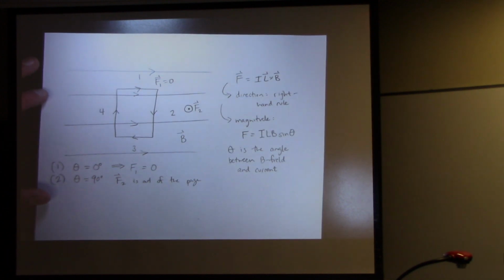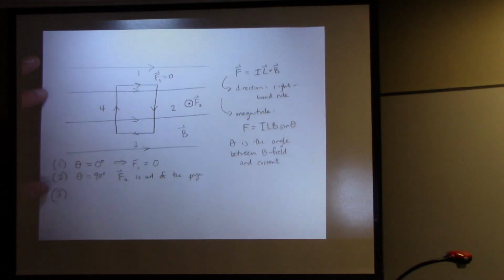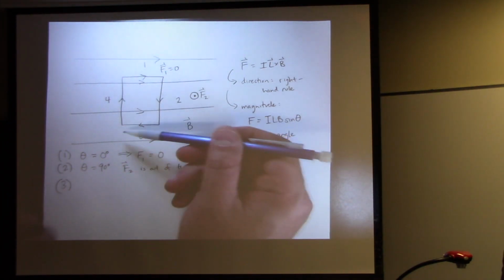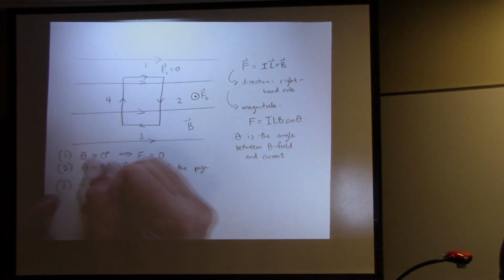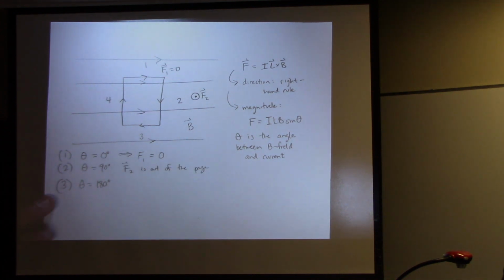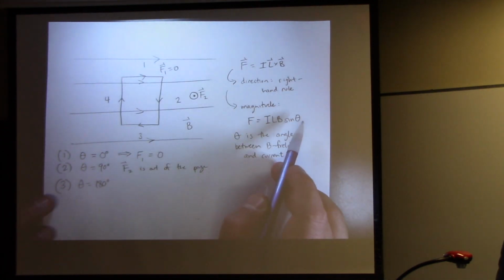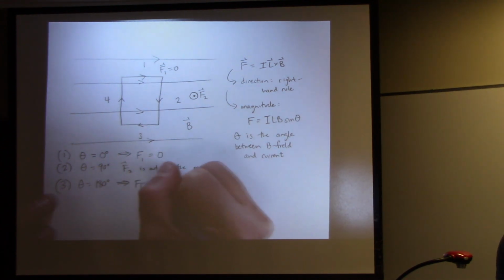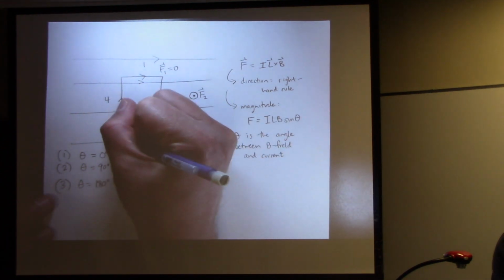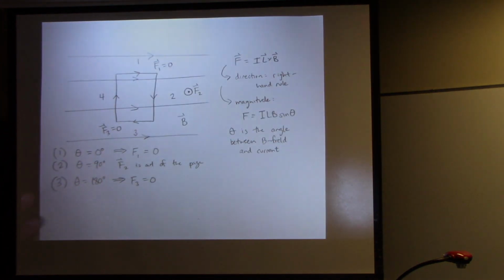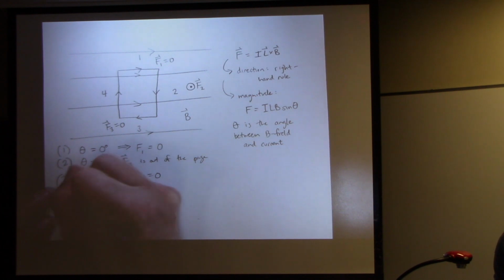Okay, now let's go to segment number 3. Well, what's going on with this one? The current is running to the left, and the B field is still going to the right. So the angle between them is 180. But sine of 180 is also 0. So we automatically know that F3 is equal to 0. So let's write that down here. F3 is equal to 0. And then the last one to do is segment number 4.